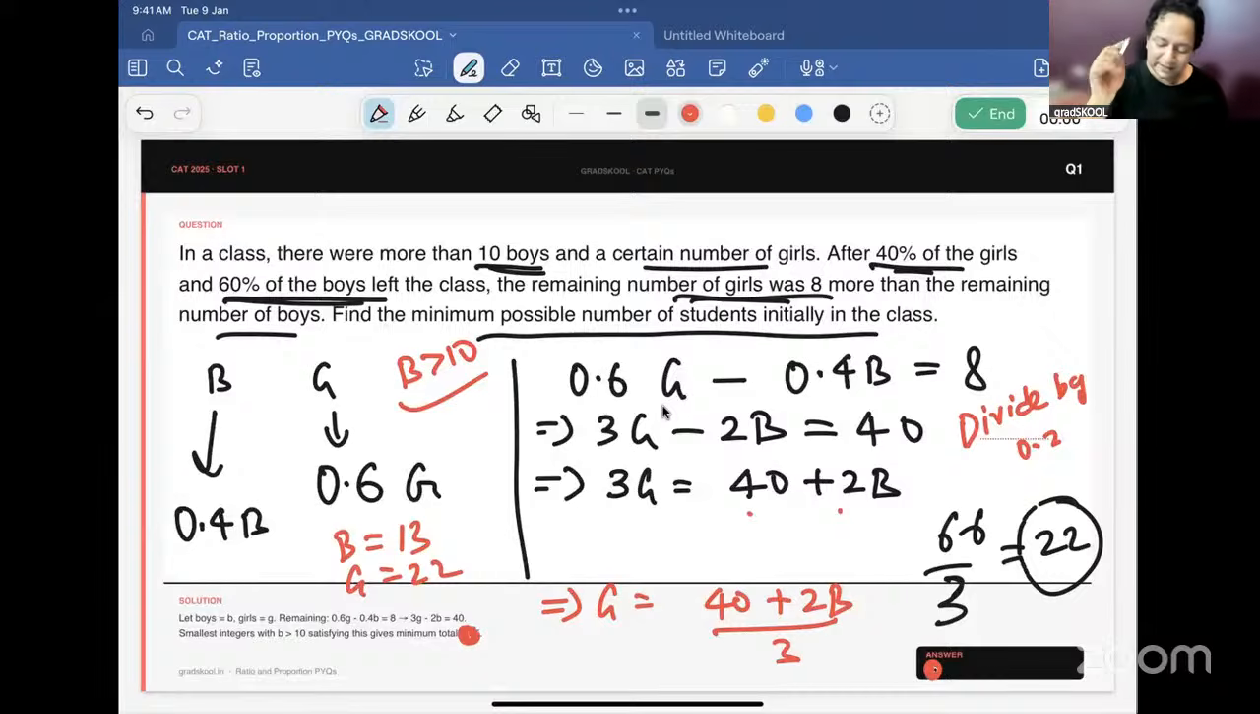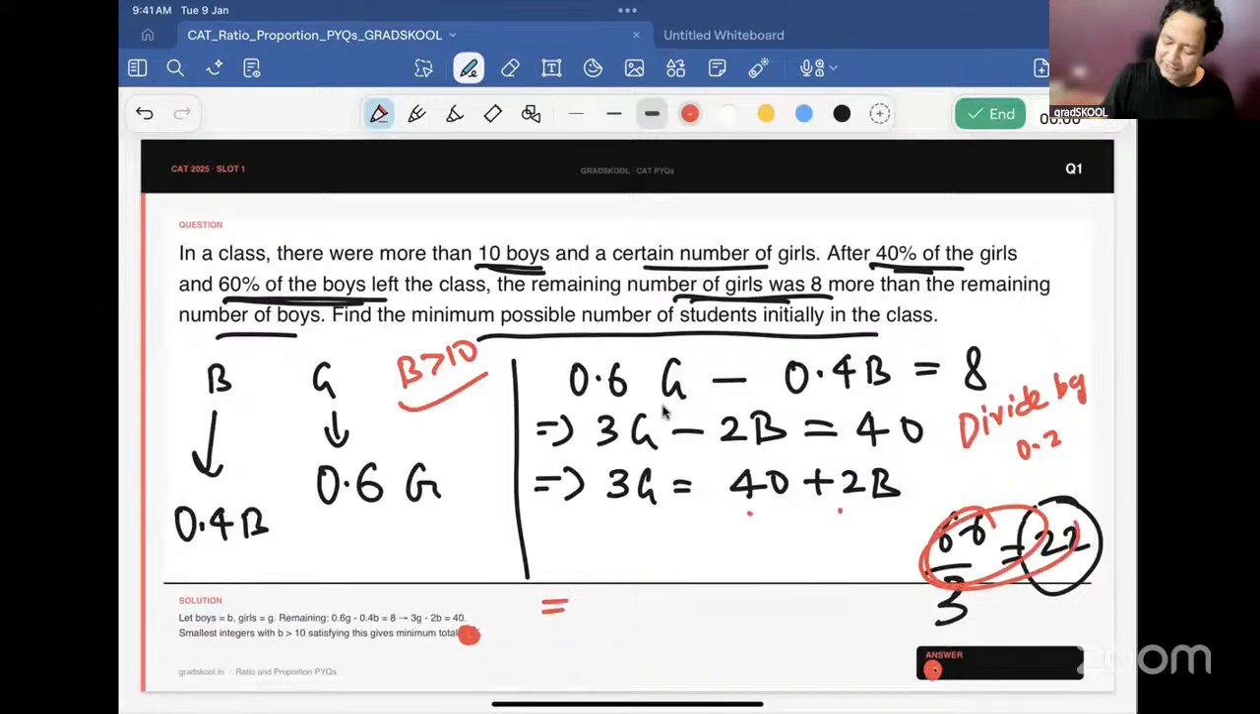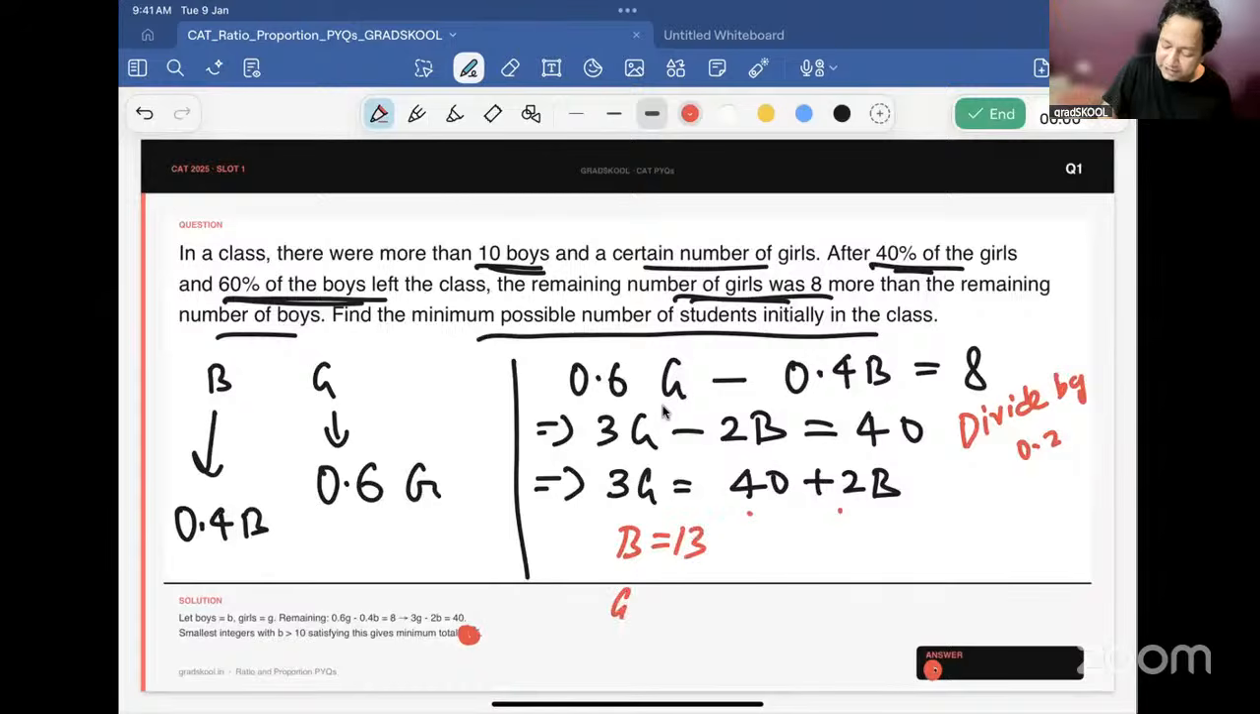You know what's the comedy? A lot of you might think this question is very easy. This kind of question comes in CAT. You're like, okay, yeah, this I'll do, there's nothing new here, right? All of you think that. So you know what exactly happened over here. I'll tell you. When you put B as 13, you got G as 22. That satisfies the equation, but still it is wrong.